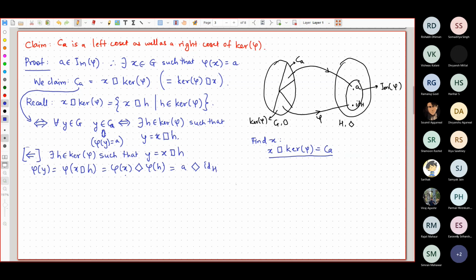Let me not confuse you. Let me just rename this h to a g, because we also have a completely different group, capital H. So there exists a g in kernel phi.